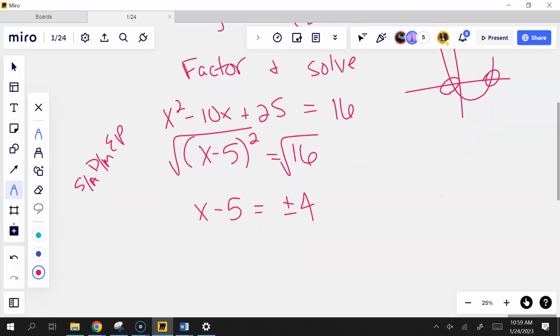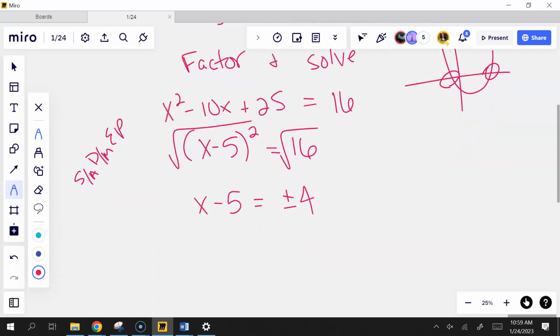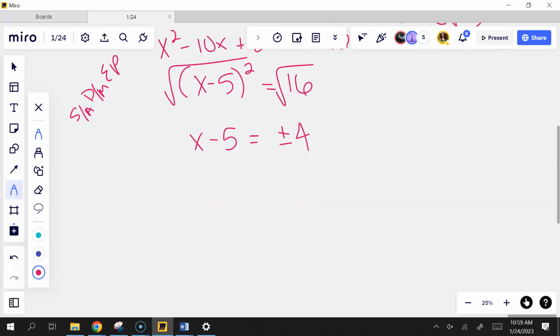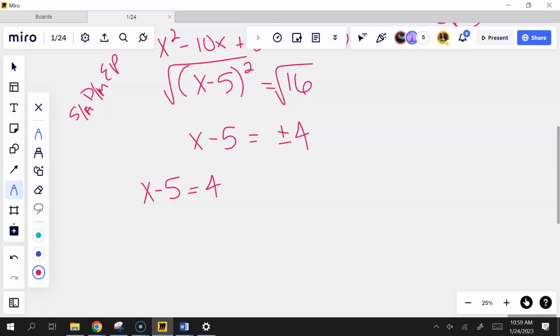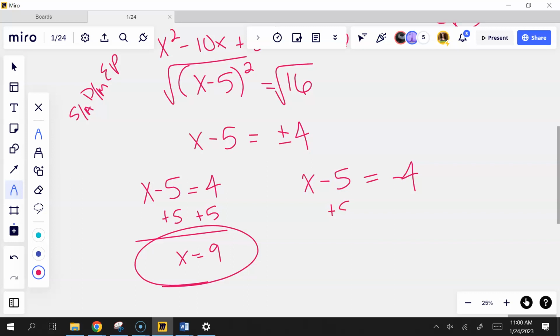All right. Now I need to add 5. Now I need you to understand what this means because I'm going to need you to split this when this happens. This means that x minus 5 could equal positive 4, or x minus 5 could equal negative 4. There's my two answers, right? So if I add 5 to both sides, I find out that x could equal 9, or x could equal 1. Yes?